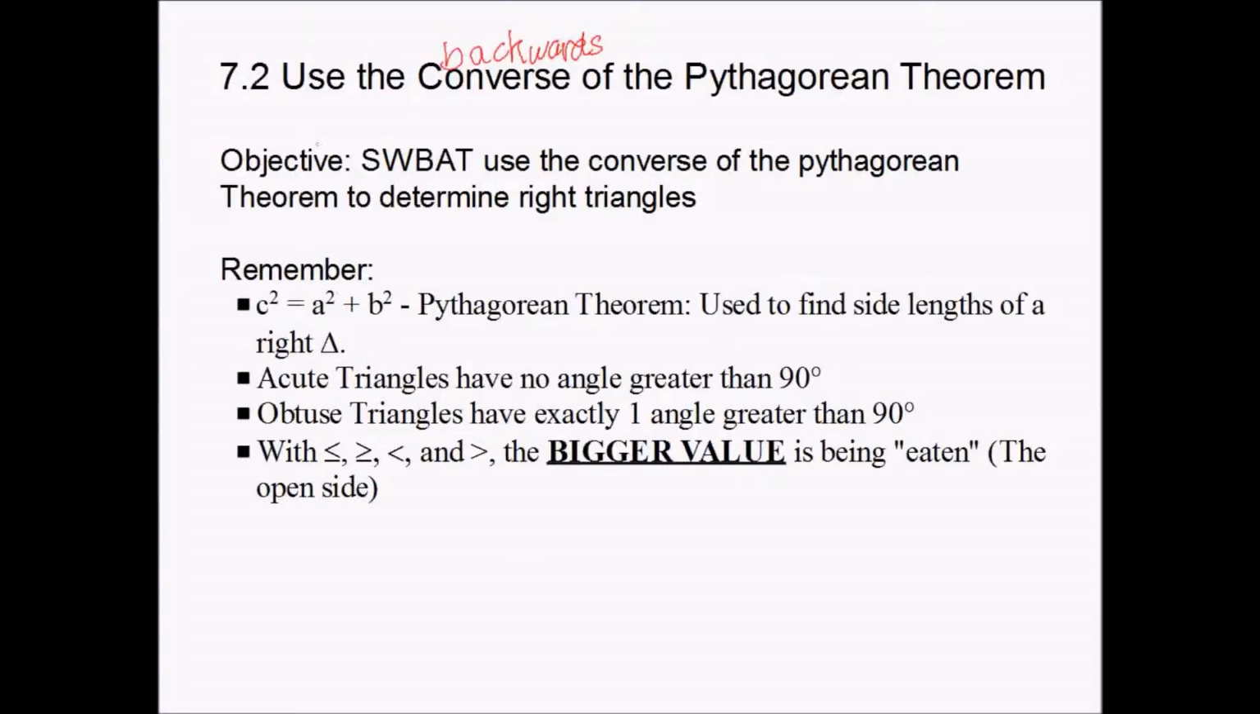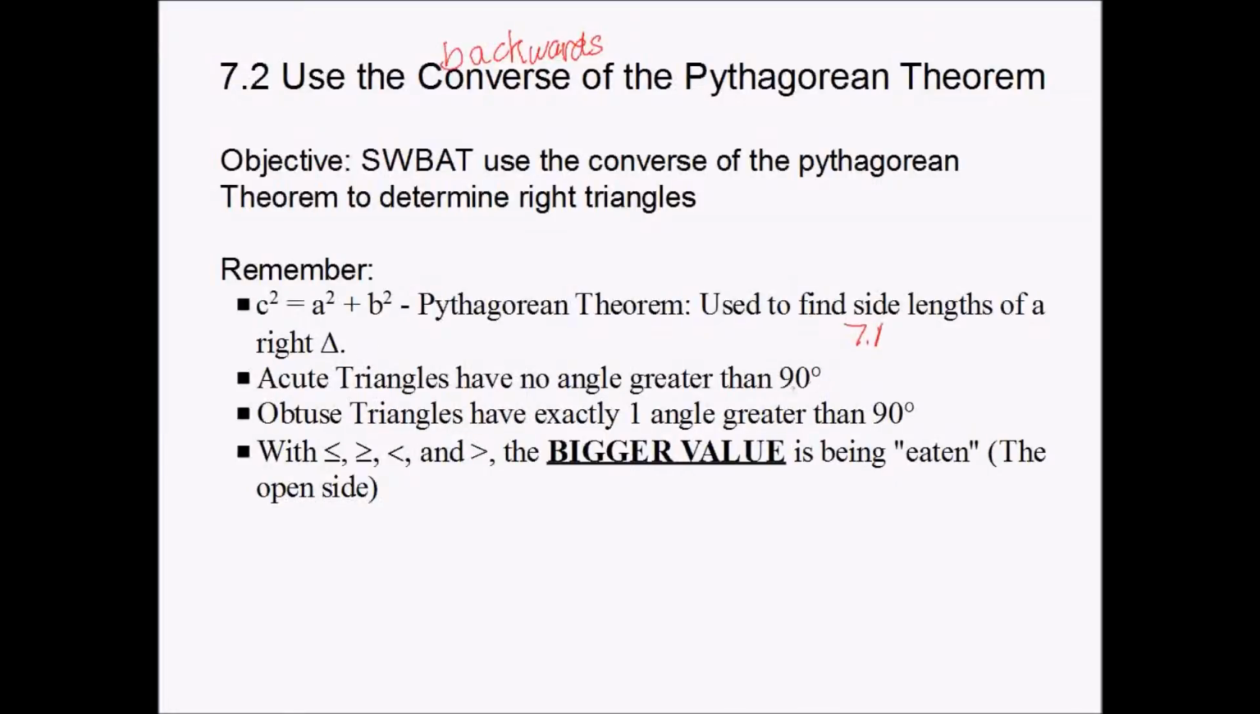First and foremost, remember from 7.1, c squared equals a squared plus b squared. That's your Pythagorean Theorem. So you can use that in a right triangle to find side lengths. If you don't remember how to do that, check out your 7.1 notes.